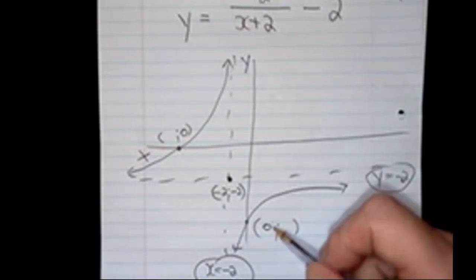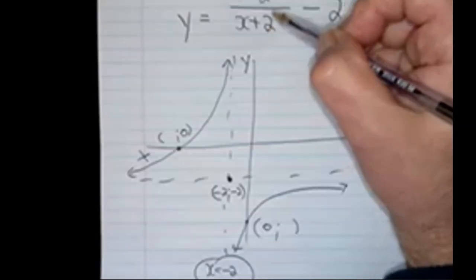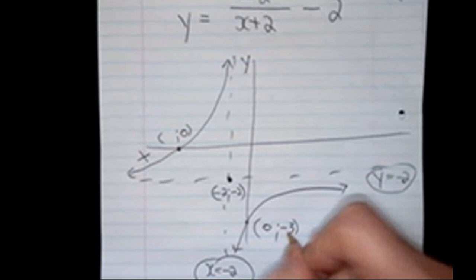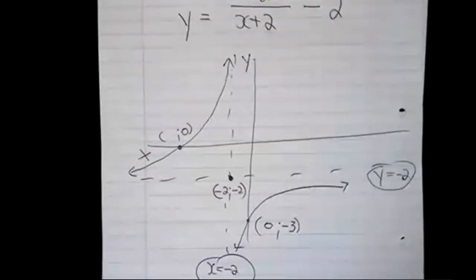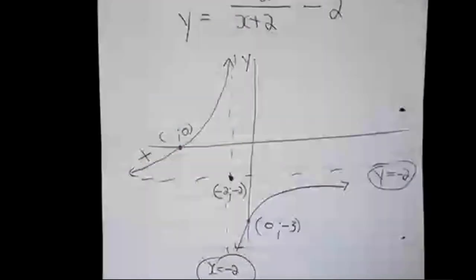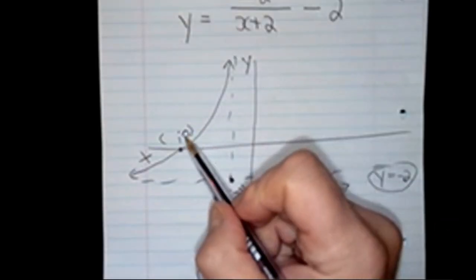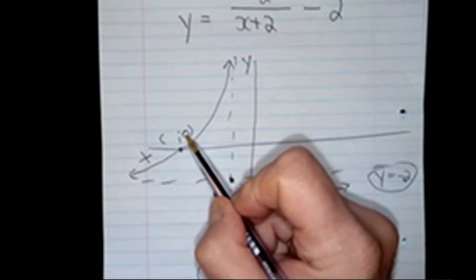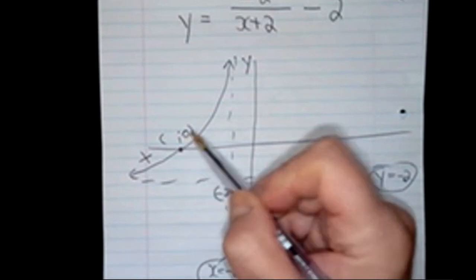So we take zero, we put it in there, so that's gone. So negative two divided by positive two, that's negative one, minus two, so that's minus three. Okay, that was the easier one. Now the more difficult one. Now we have to make this zero. So you might have to make y zero.